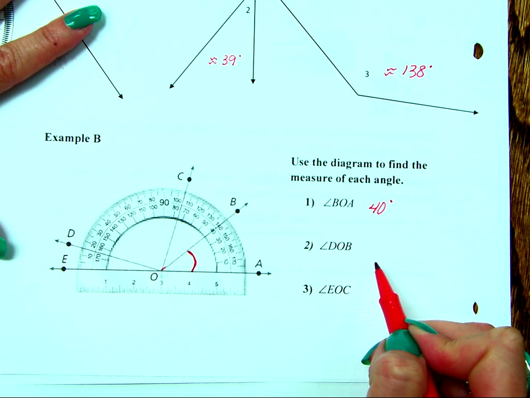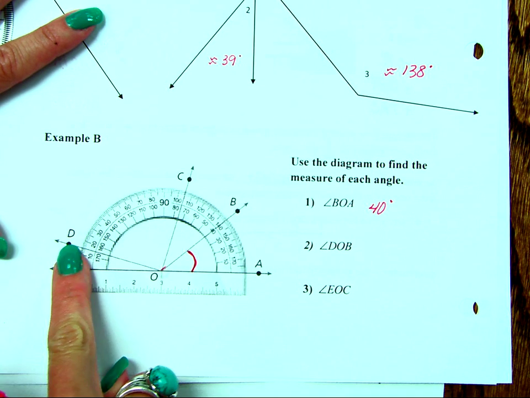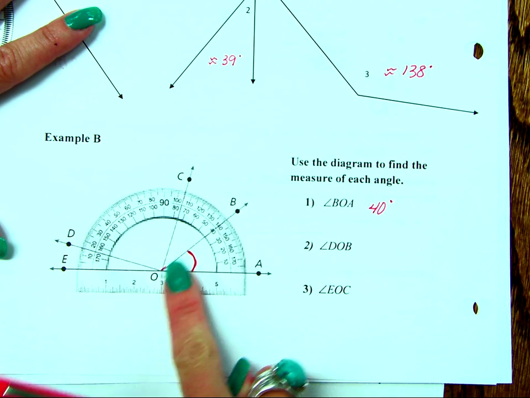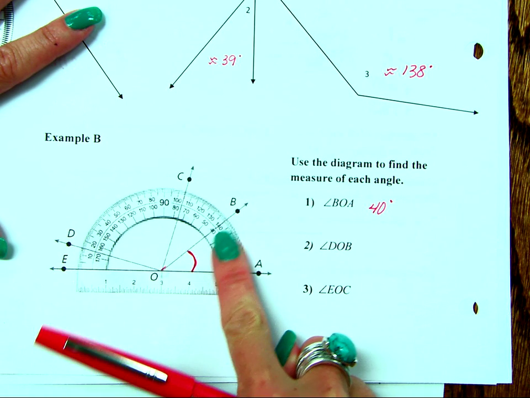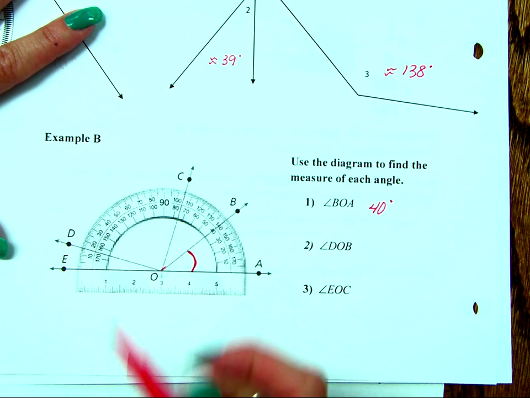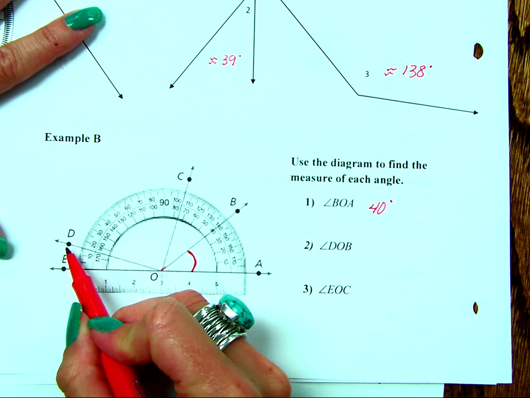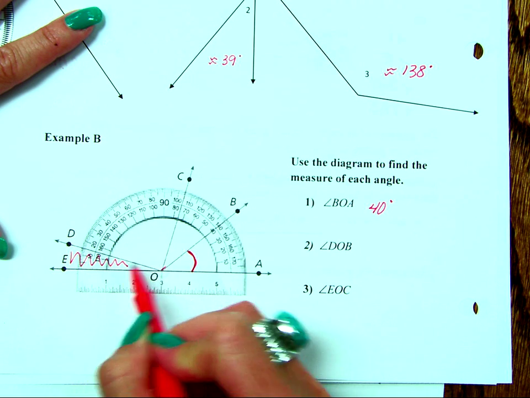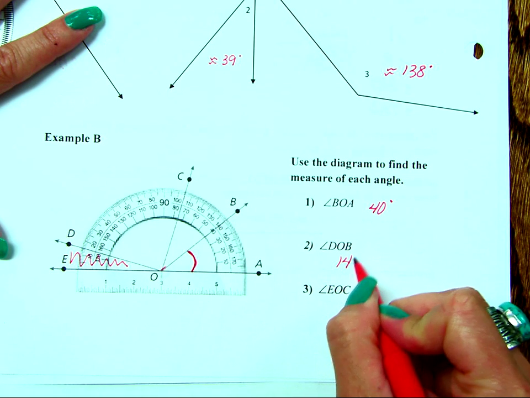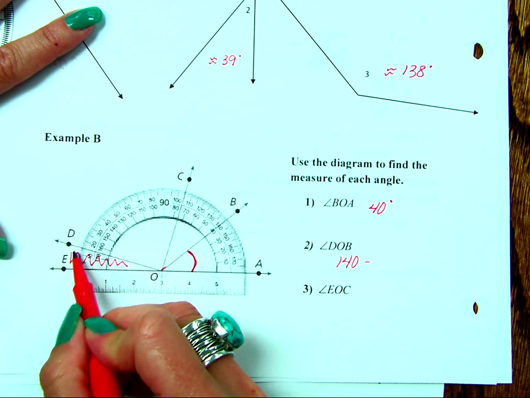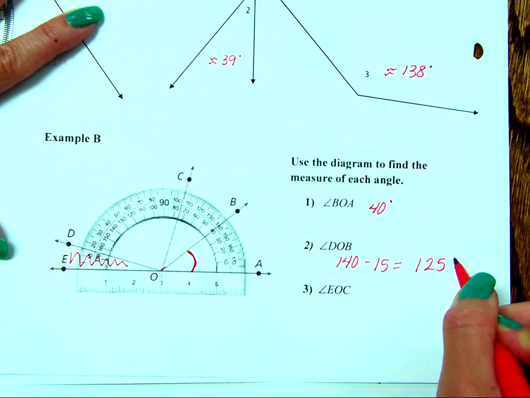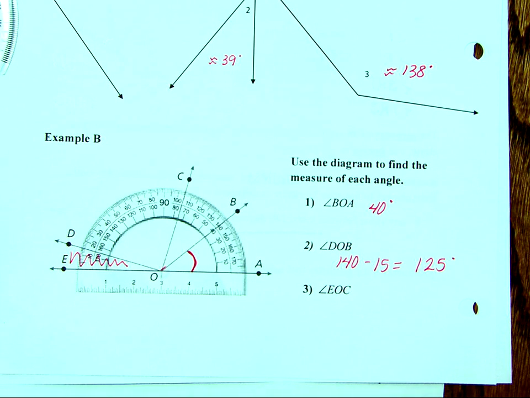Angle DOB. When I find that angle, I can see this ray goes through the 40, 140 mark. I think I would use the bigger number because it's obtuse, but they did not start at 0. So I actually need to think about subtracting that part off. It's not going to be 140 degrees, but it's going to be 140, and this little slice right here measures 15 degrees. So I'm going to need to subtract that off, and I find out that that measure comes out to 125.